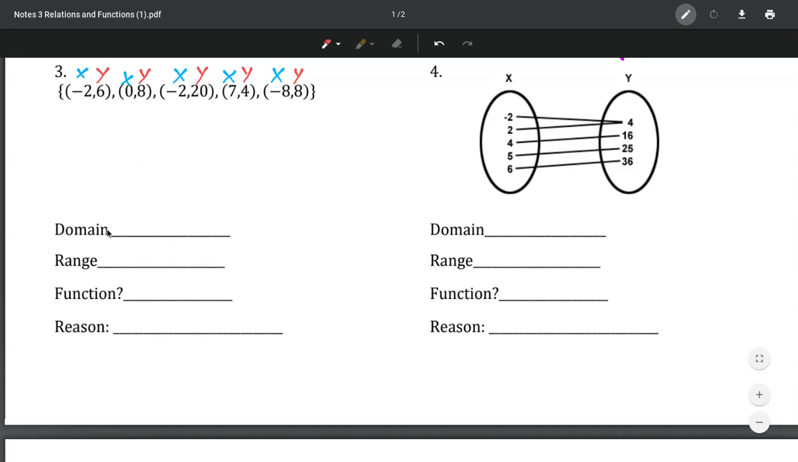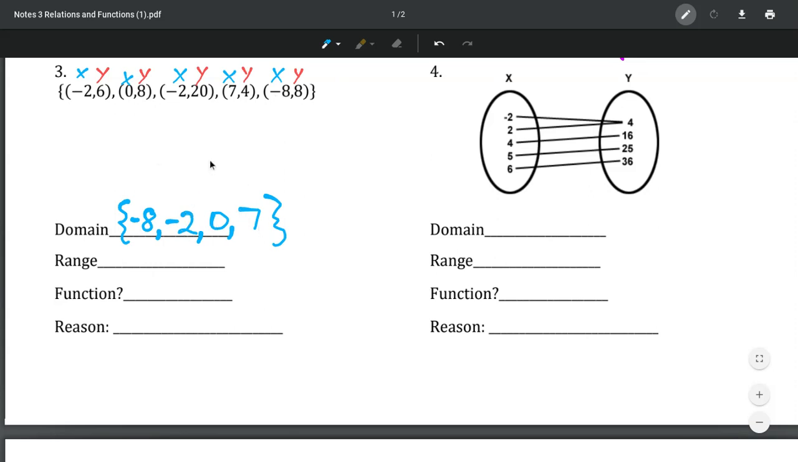So for our domain, we need our x values, and we don't repeat values when we do this. We just list different x values that we see. So we have a -2, we have 0, there's another -2, so we don't need to list that again. We have a 7 and a -8. So I'm going to list those from lowest to highest. So we can see our domain is -8, -2, 0, and 7.